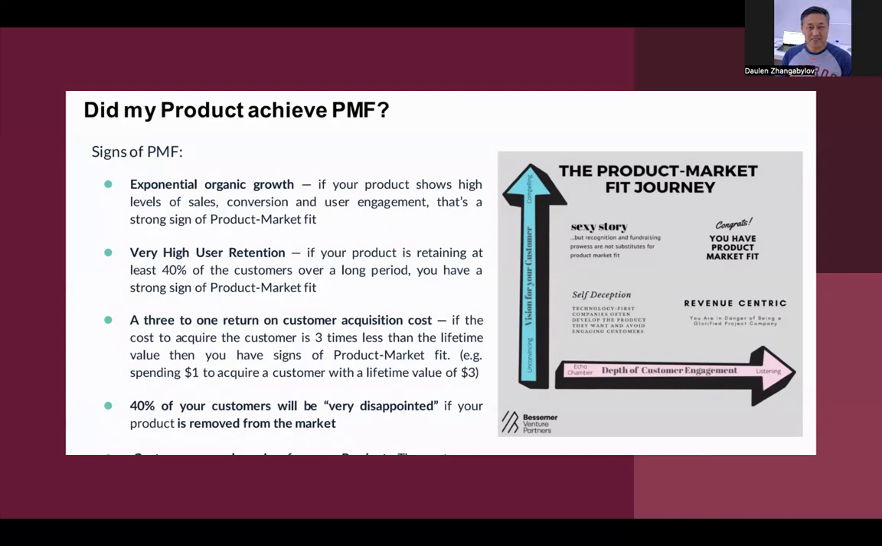Okay, another metric: a 3-to-1 ratio of customer lifetime value to customer acquisition cost. If the cost to acquire the customer is 3 times less than the lifetime value, then you have product market fit. For example, you spent $1 to get one client with a lifetime value of $3. So it's a good ratio. And the last one: 40% of your customers would be disappointed if your product was removed from the market. So they are attached to your product. That basically means you have a product market fit.